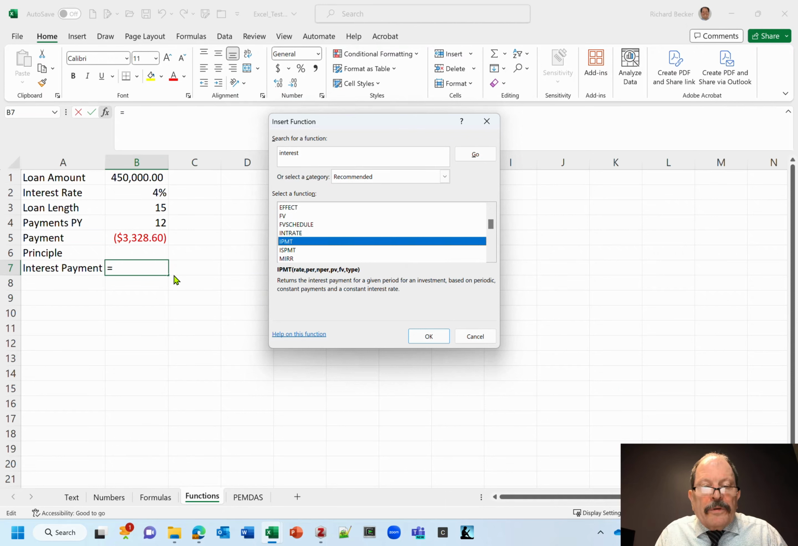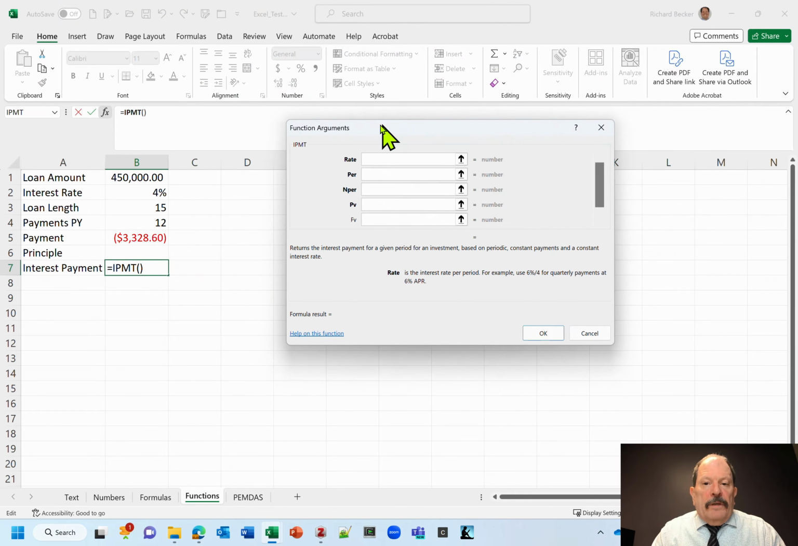Interest payment returns the interest payment for a given period for an investment based on periodic constant payments and a constant interest rate. Okay, that's good. I can do that. So let's do that. I'm going to do the interest payment. And again, get that pop-up, and I can put in those values. So my rate is 4%, divided by the payments.